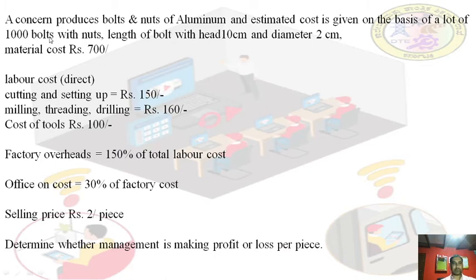The next problem is, a concern produces bolts and nuts of aluminium and estimates cost on the basis of a lot of 1,000 bolts. So 1,000 bolts are manufactured, and everything I have given is for 1,000 bolts. The length of the bolt with the head is 10 centimeters and the diameter is 2 centimeters. The length and the diameter of the bolt are given.